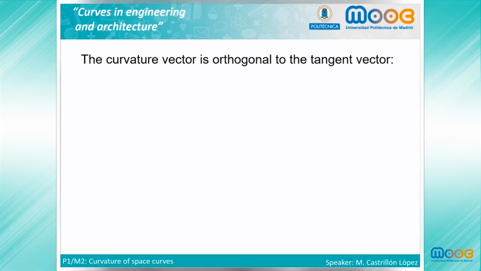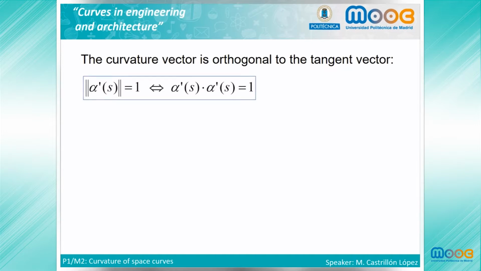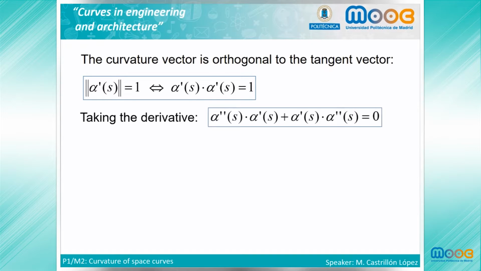The curvature vector is orthogonal to the tangent vector. Indeed, as the curve is parametrized by arc length, the modulus of the derivative vector is 1. By taking the derivative of the previous equation and by applying the derivative of a product, we obtain that the tangent vector is orthogonal to the curvature vector.